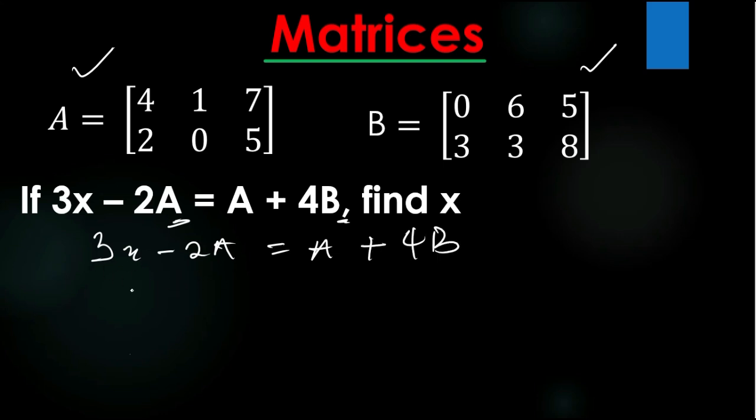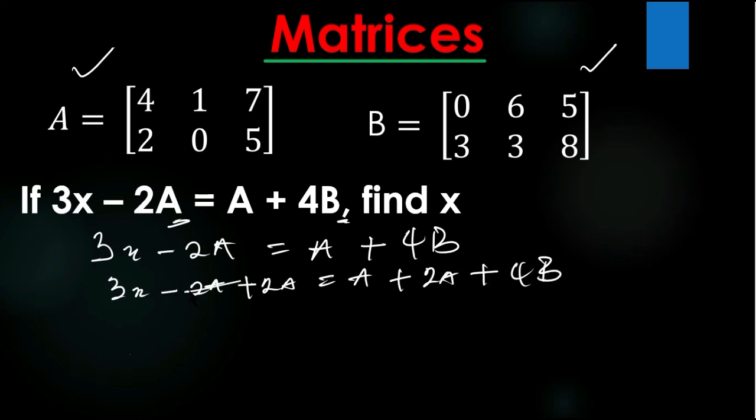Now I have to move 2A to the other side, so I'll add 2A to both sides. It becomes 3x minus 2A plus 2A is equal to A plus 2A plus 4B. So that minus 2A plus 2A becomes 0. That means I have 3x plus 0. But this 0 matrix added to 3x will still be 3x. This is equal to 3A plus 4B. For procedural sake, I am just leaving this 0 here.